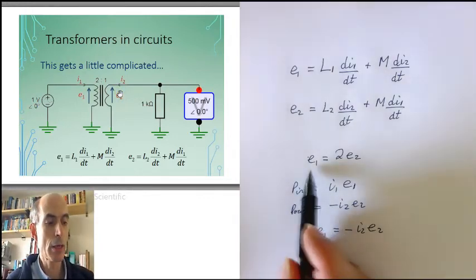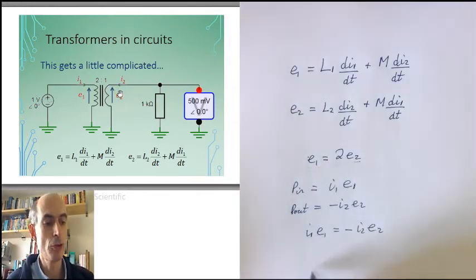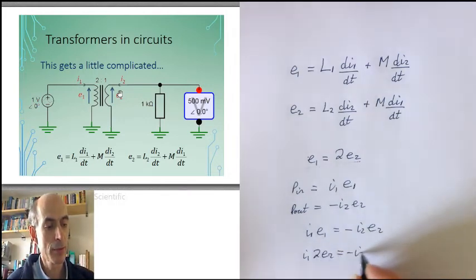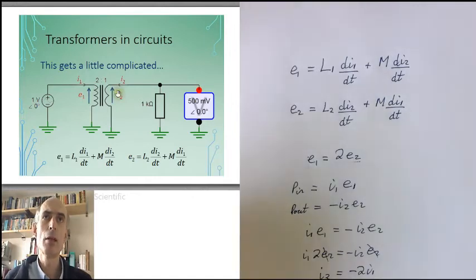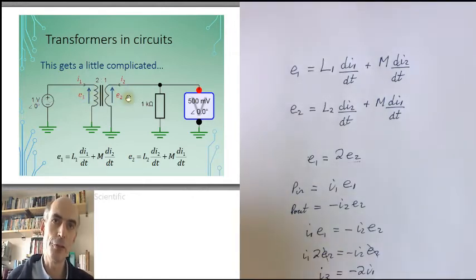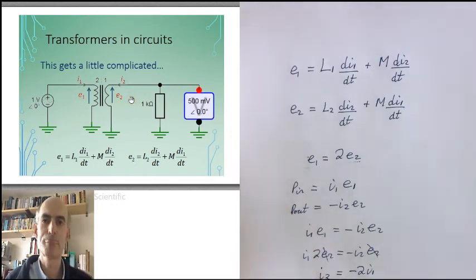In this case, we have E1 equal to twice E2, so I could write this like this. The E2s would cancel, and we'd notice that the current on the secondary is twice the magnitude of the current in the primary. So the voltage halves as you go across the transformer, but the current doubles.